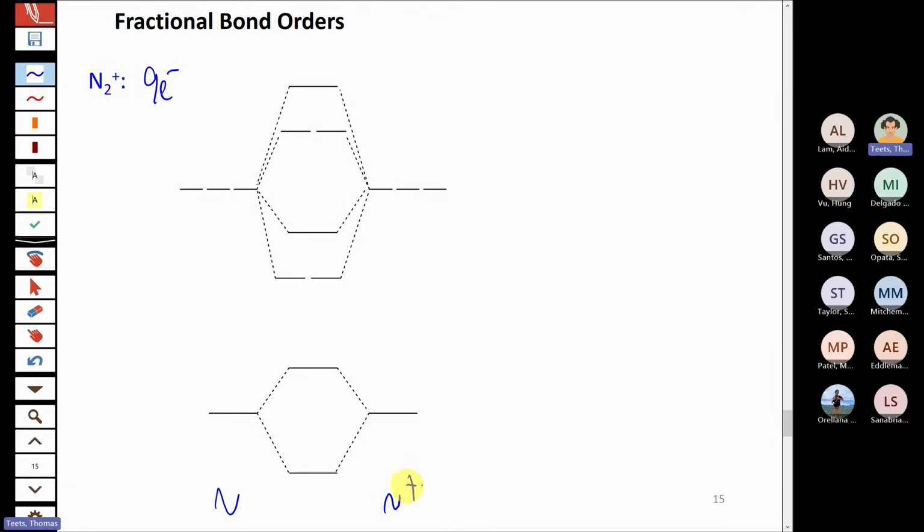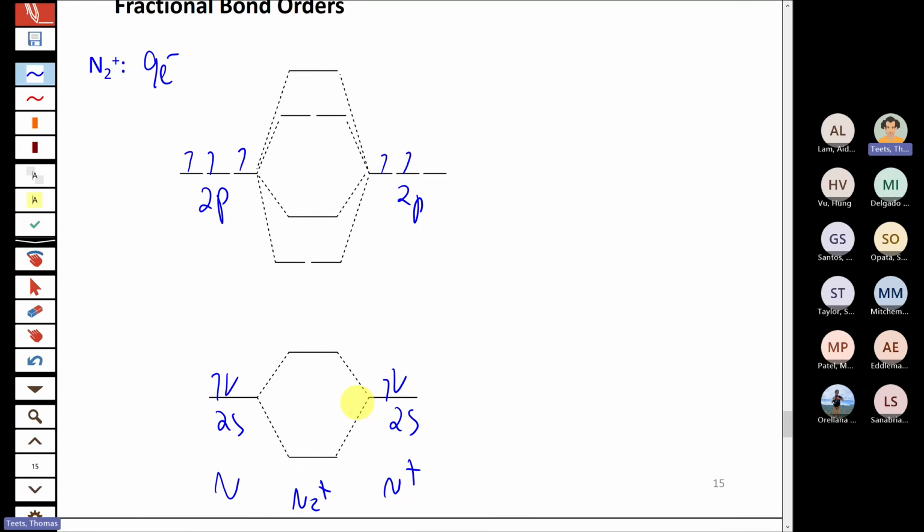We're going to formally mix an N with an N plus to make N2 plus. Again, the outside part of the diagram, not that important for us, but if we want to be complete, we'll fill it in. So nitrogen was 2s2, 2p3. Nitrogen plus just has 1 fewer electron. And so we're going to have a total of 9 electrons to put into this same set of orbitals. Sigma and sigma star for 2s.